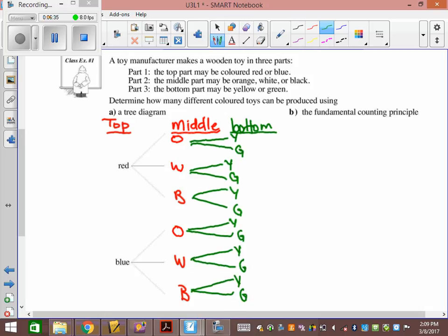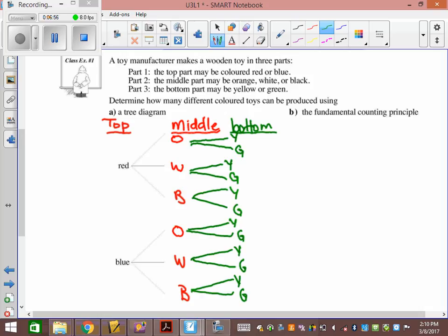So my options for toys here would be the top being red, then the middle being orange, then the bottom being yellow. Or the top being red, the middle being orange, and the bottom being green. Or the top being red, the middle being white, the bottom being yellow. Red, white, or green. Red, black, or yellow. Red, black, or green. And all those different options, right?